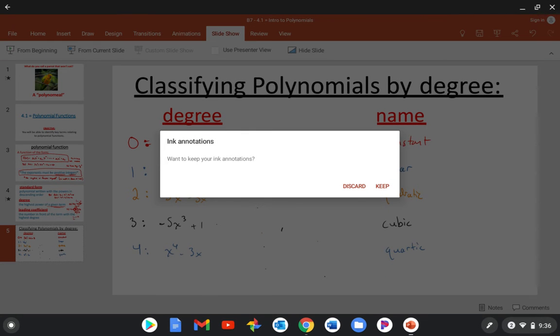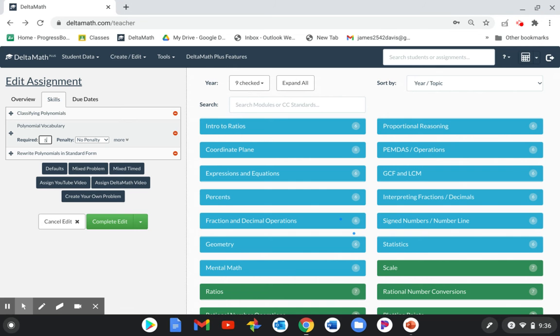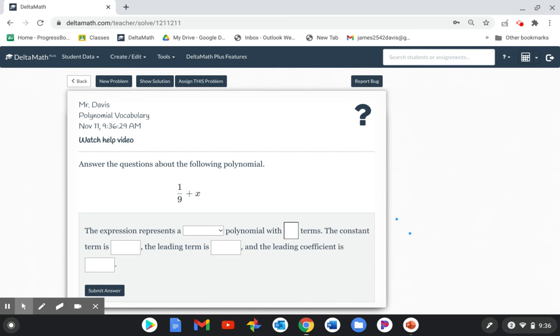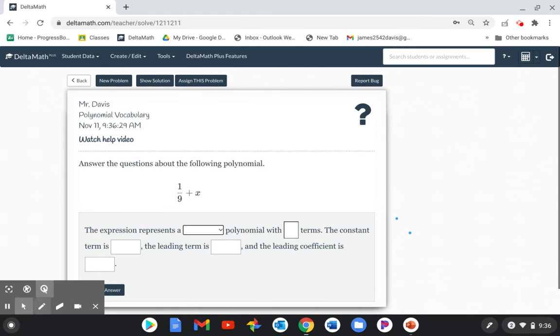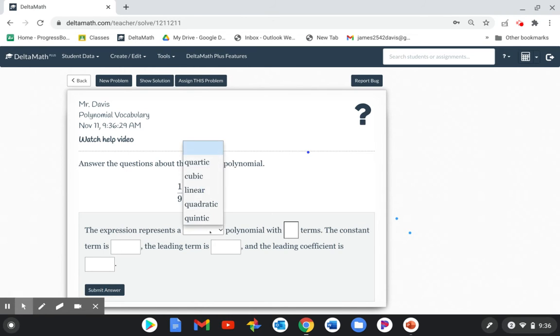All right, so let's go ahead and look at our last Delta Math assignment here, polynomial vocabulary. We have a lot of questions to answer about this one. All of these are going to be polynomials, so you don't have to worry about deciding if it is or not. So the first one says the expression is a blank polynomial. So what we want to do is find the highest power, i.e. the degree. So this is a first degree. If it's a degree 1, that makes it a linear equation. So linear. With how many terms?